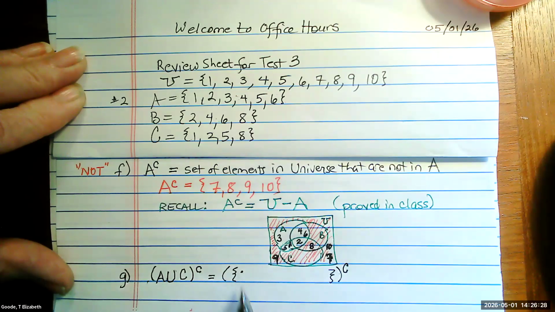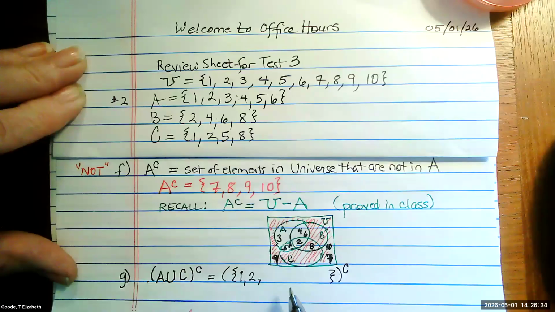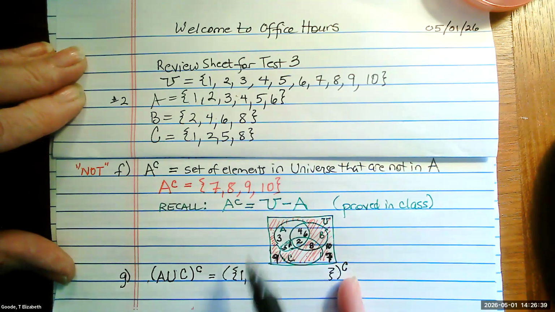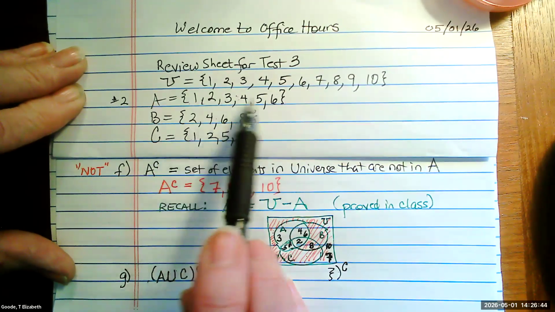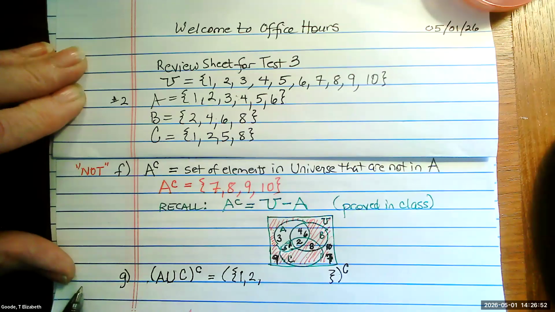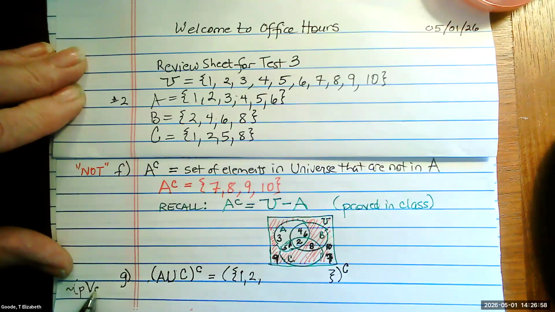So let's see. A union C, put that in my notes. Unions are going to be "or." 1, 2, 5, and 5. 1, 2, and 5. No, that's intersection. You see, you're using "and." You're showing me the elements that are in A and in C, which is 1, 2, and 5. But union is the "or." This is "or." Remember the or operator? So this is like not P or Q.